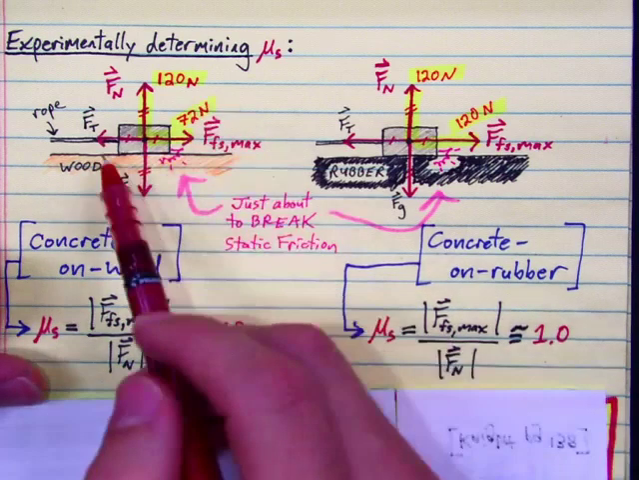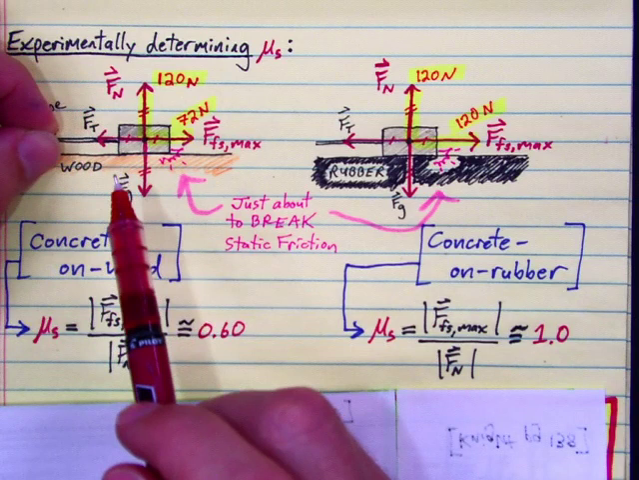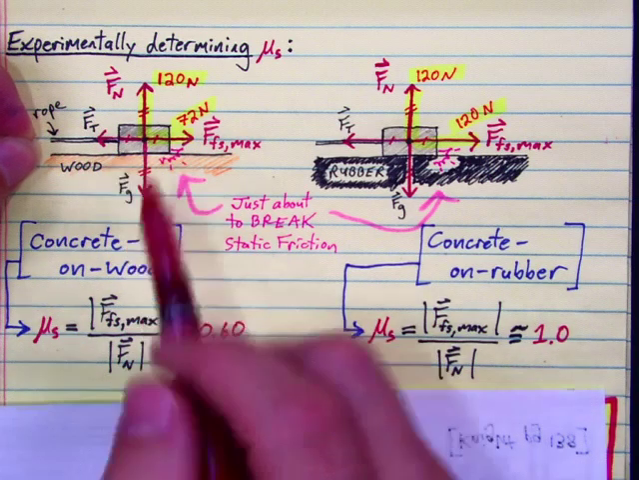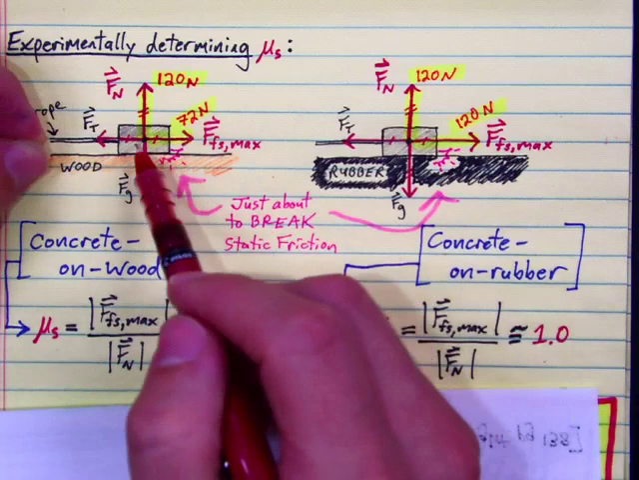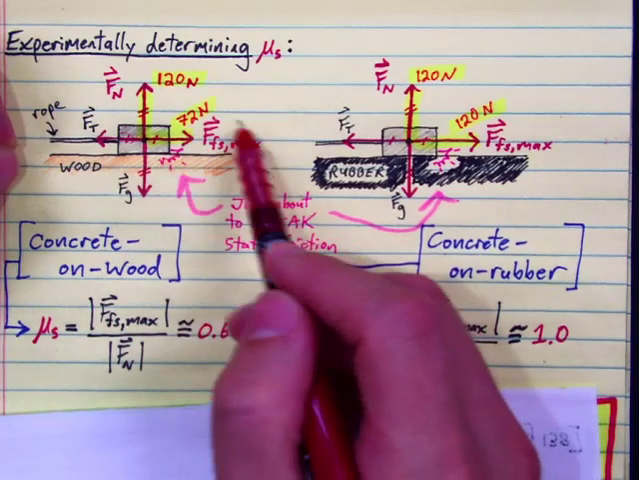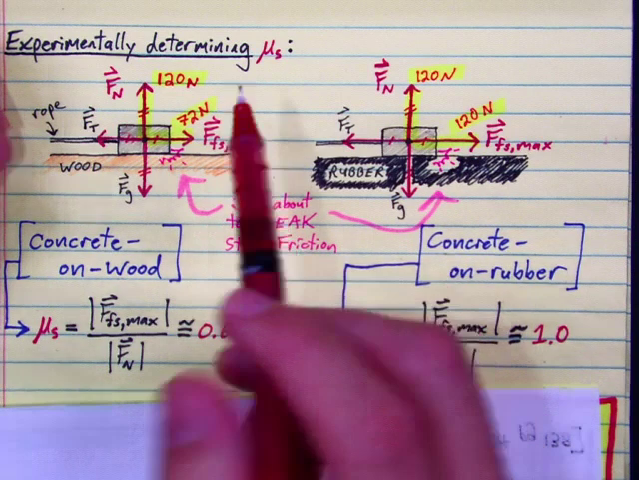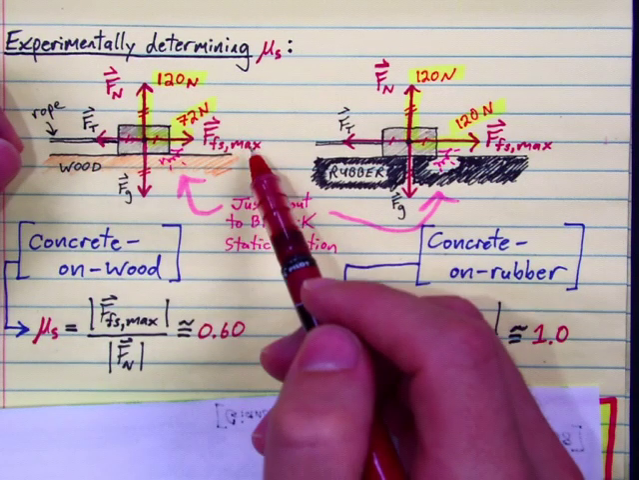We pull on it, gradually increasing that force of tension until the cinder block begins to move, until we break static friction. So if we measure the force of tension in the rope as we pull harder and harder, then just at the moment when the block first slips, just at the moment we break static friction, at that moment we know that the tension is equal to the maximum force of static friction. So if we measure the tension at that last moment, then we know the max static friction.